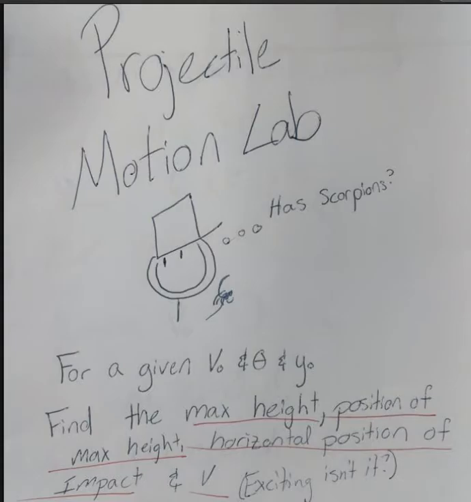Ladies and gentlemen, the Projectile Motion Lab. In this lab that you are going to begin on Tuesday, you are going to need to find, for a given initial velocity, initial angle, and initial position, the maximum height, the position of the maximum height, the horizontal position of impact, and the velocity of impact.